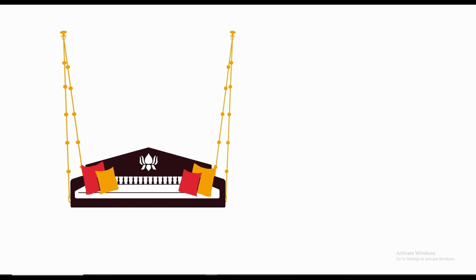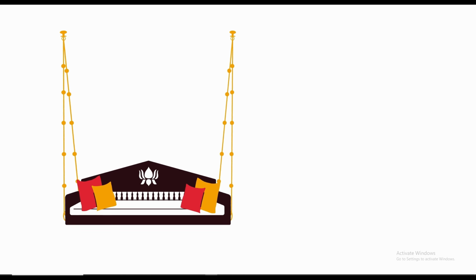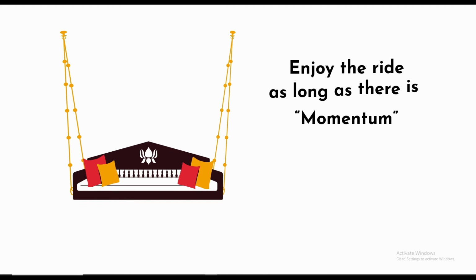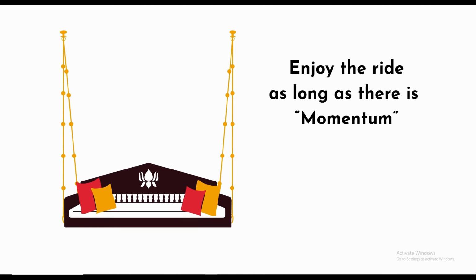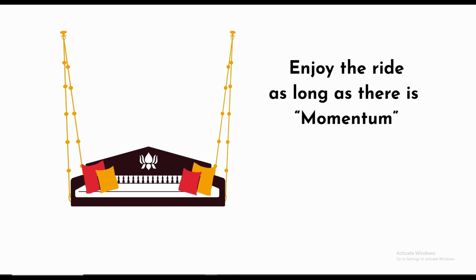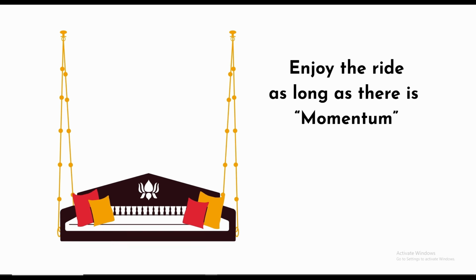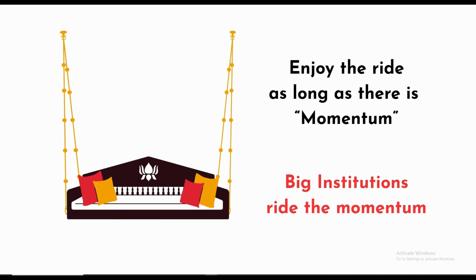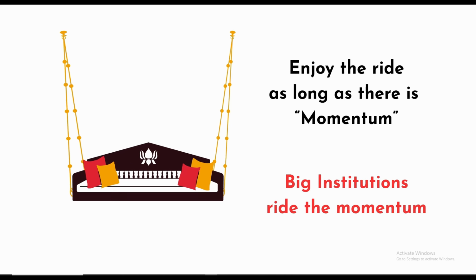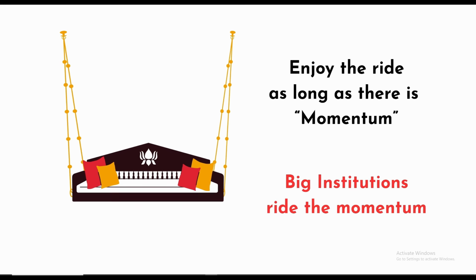Think of swing trading like playing on a swing. At first, you put in a little effort to get it moving. That's your setup. Then you enjoy the ride as momentum carries you higher. That's your profit phase. When you feel the swing is about to stop or reverse, you simply get off and move to another swing, right? That is exactly how big institutions trade. They ride the momentum, and when the momentum fades, they move on to the next opportunity. So understanding market structure helps us to see where the institutions are positioning themselves.